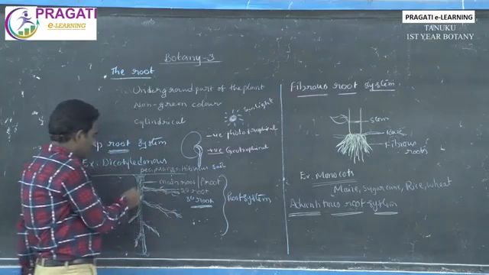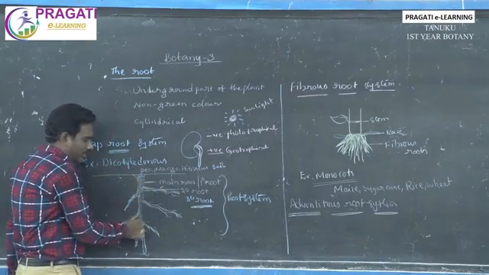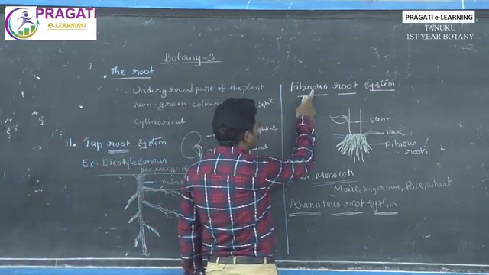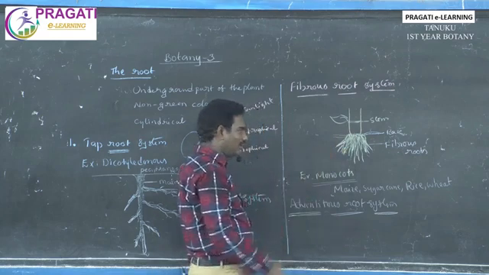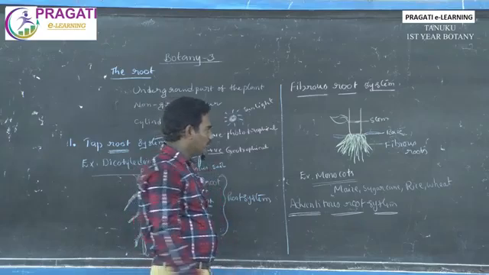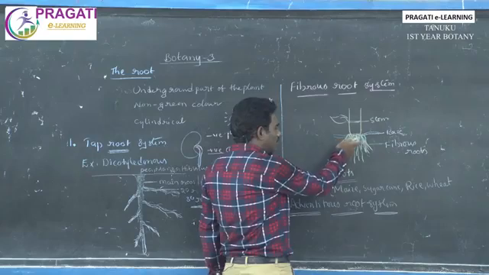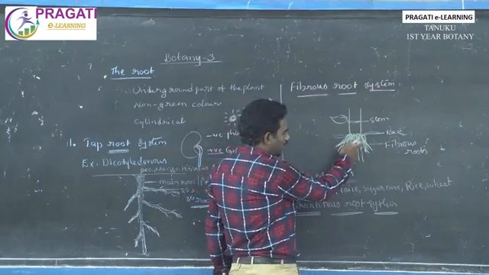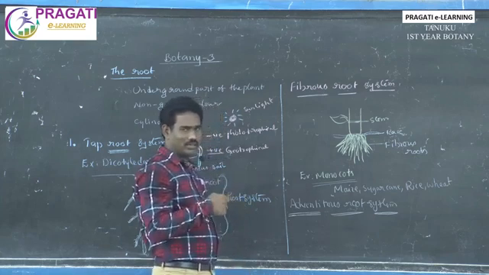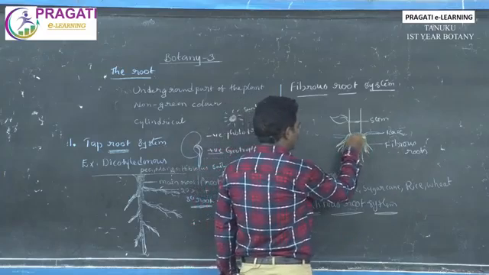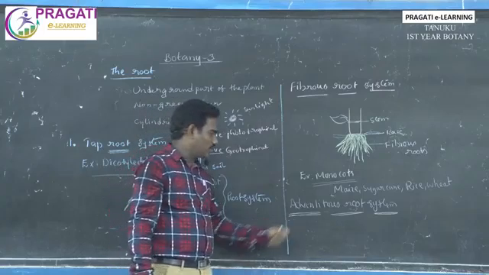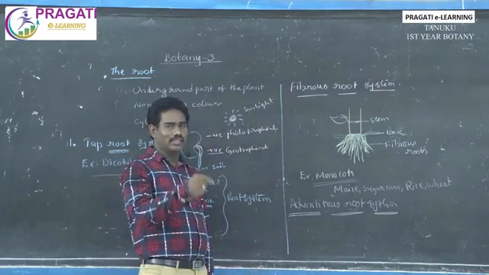In the taproot system, roots develop from the radicle and it elongates. In the fibrous root system, the root develops from the radicle, but it degenerates because it is short-lived or ephemeral. After degeneration of the roots, a large number of roots originating from the base of the stem are called fibrous roots. But in the adventitious root system, the roots develop from parts other than the radicle.